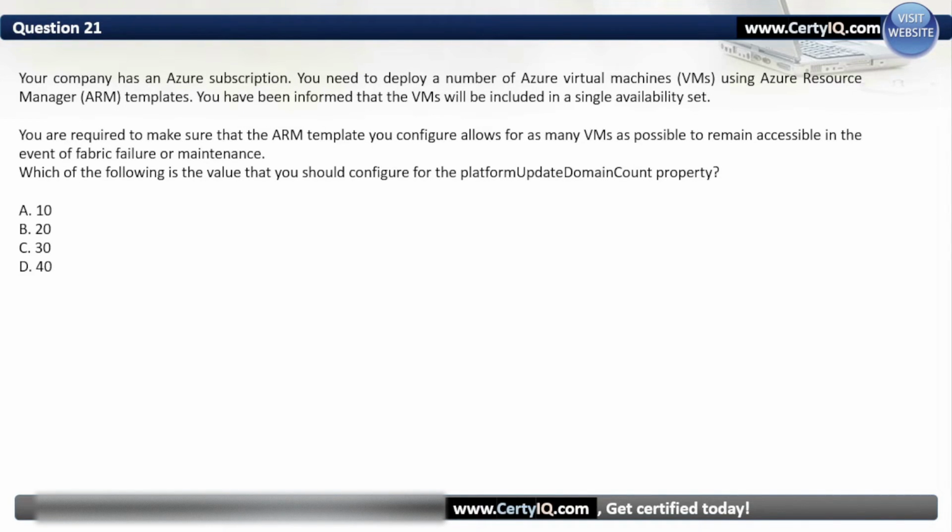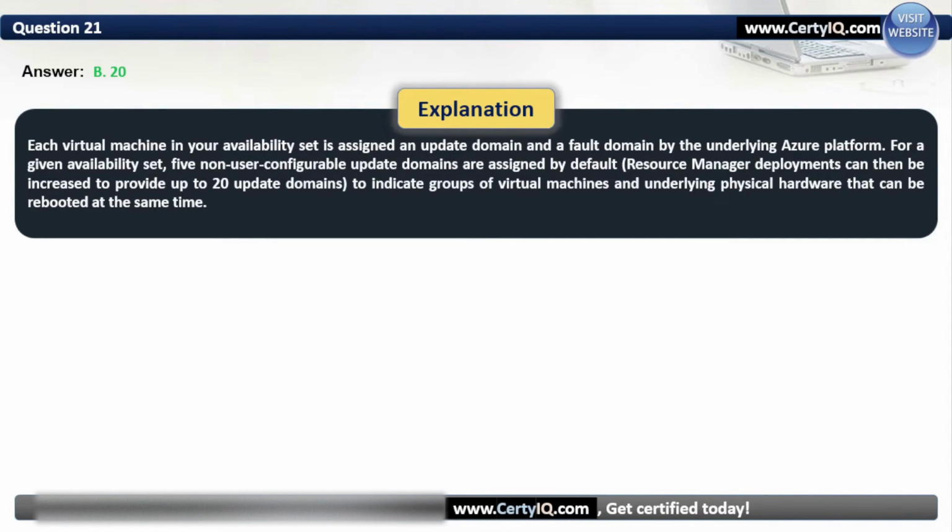The correct option is B, 20. Each virtual machine in your availability set is assigned an update domain and a fault domain by the underlying Azure platform. For a given availability set, 5 non-user configurable update domains are assigned by default to indicate groups of virtual machines and underlying physical hardware that can be rebooted at the same time.